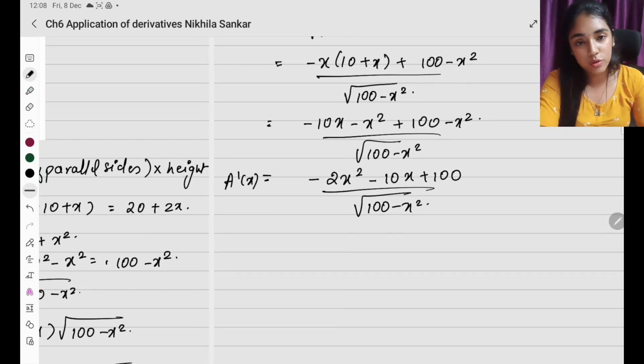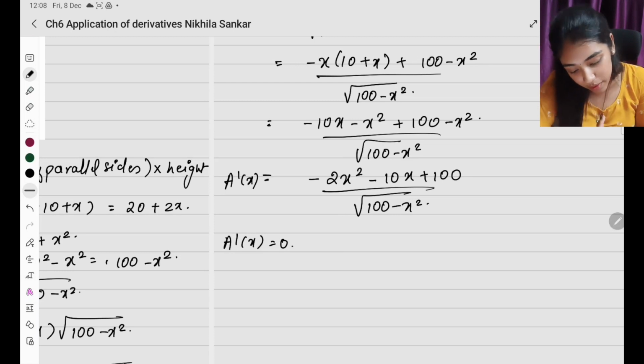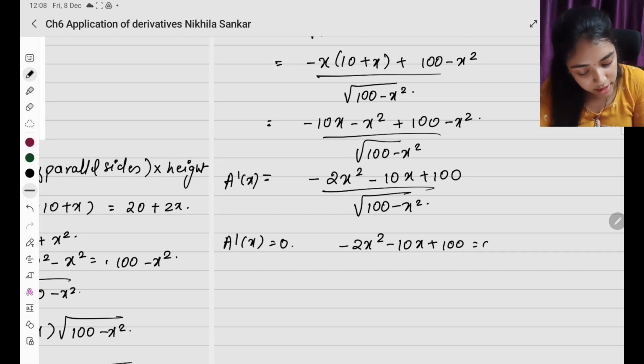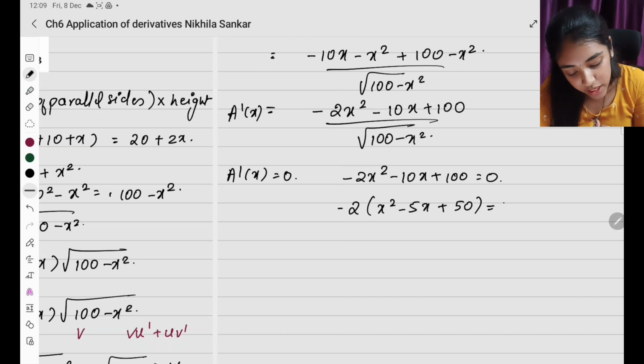Next you have to find the critical point. So I equate A dash of x equals 0. The denominator goes off. So minus 2x square minus 10x plus 100 equals 0. When I take minus 2 outside, I have minus 2 times x square plus 5x minus 50 equals 0.